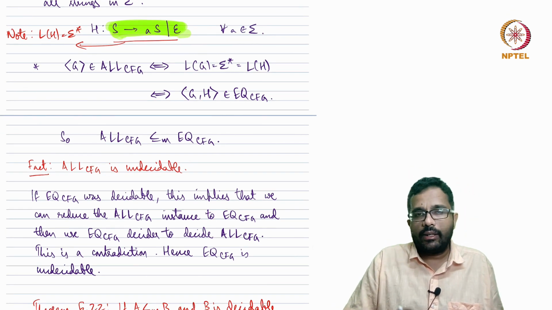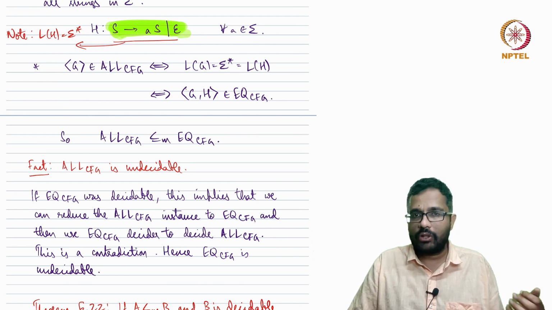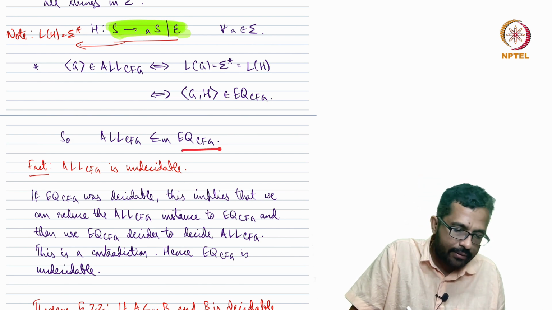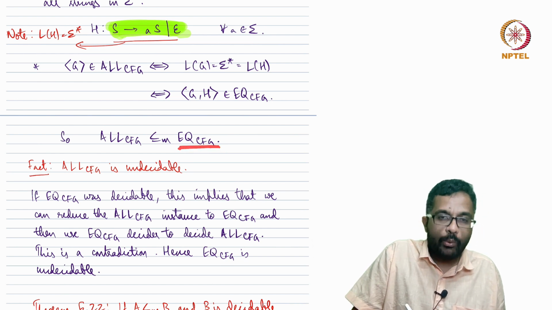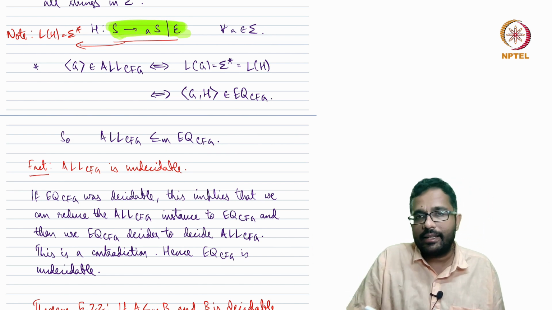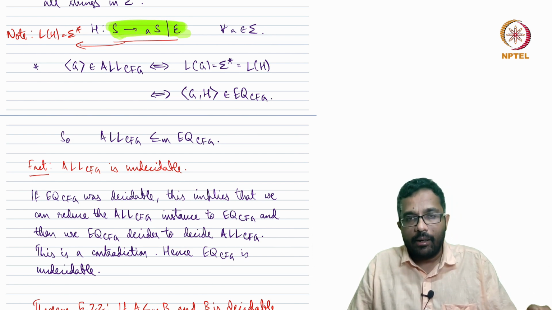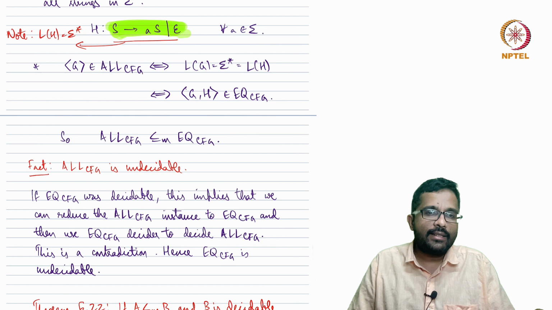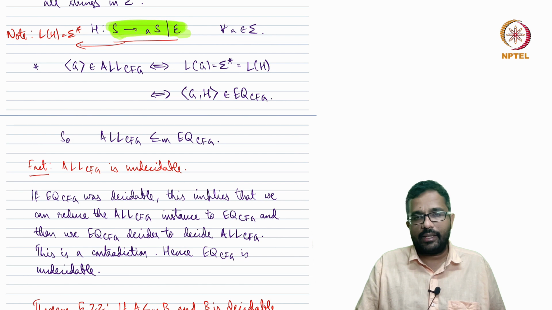Now suppose ALL-CFG is undecidable, meaning there is no way to decide, given a grammar, whether it generates all the strings. The point I want to make is that this implies that EQ-CFG is also undecidable. Why? Because if EQ-CFG was decidable, we could decide ALL-CFG by converting it into EQ-CFG and then deciding EQ-CFG, right? But we know that ALL-CFG is not decidable, hence EQ-CFG should not be decidable, otherwise we could do this thing that I said.